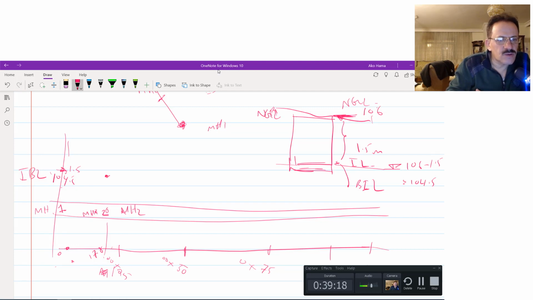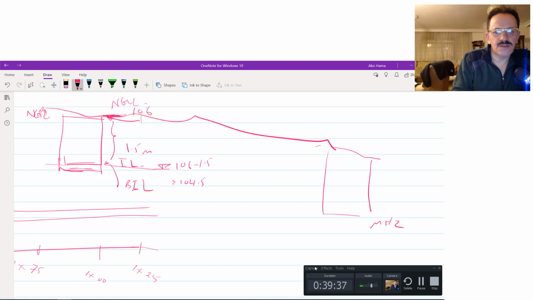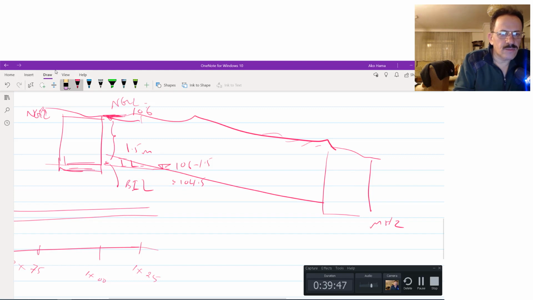Now I have to do the same for the invert level at manhole 2. The invert level at manhole 2 will depend on the depth of the pipe that I will send from A to B. So let me say this is manhole number 2. Maybe we have a different surface level, but the pipe will go from here to there by a slope.